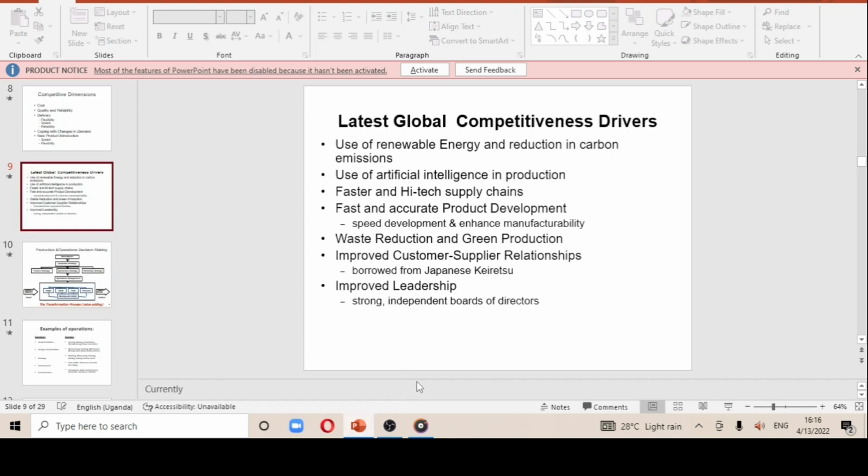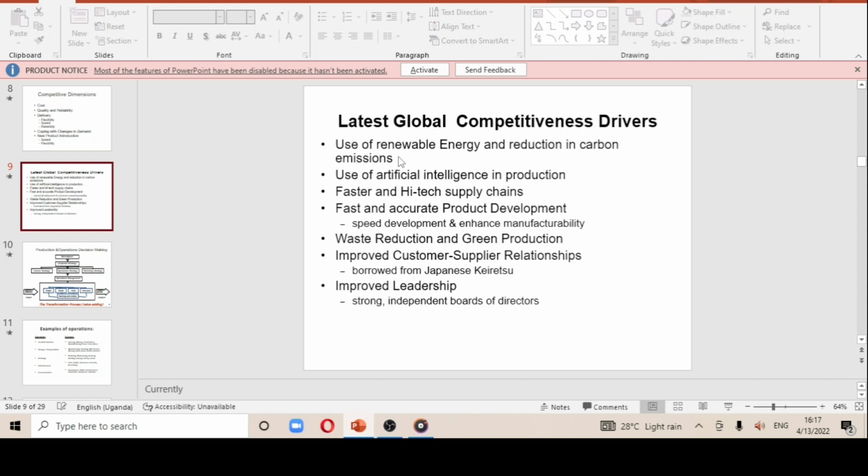We had ended on competitive dimensions, which led us to the latest global competitiveness drivers. And with this, they are telling us what is enabling competitiveness nowadays among the farms. There is use of renewable energy and reduction in carbon emissions, meaning that if there's a farm that is reducing carbon emissions, it can compete effectively because it won't have any inconveniences with the government. Government won't tamper with it, unlike a farm which is carrying out carbon emissions in the environment.